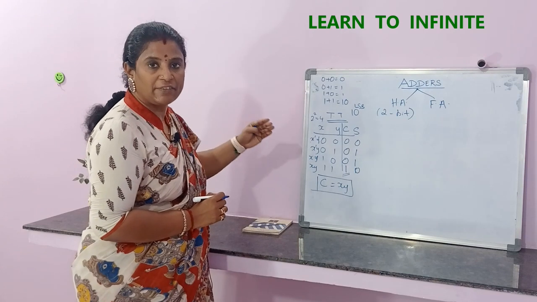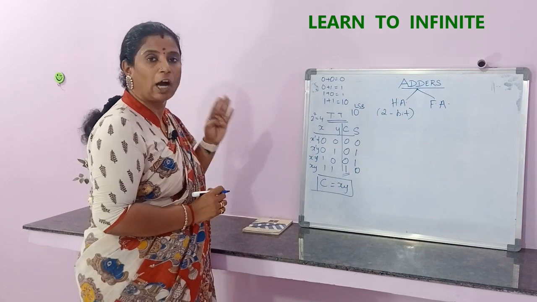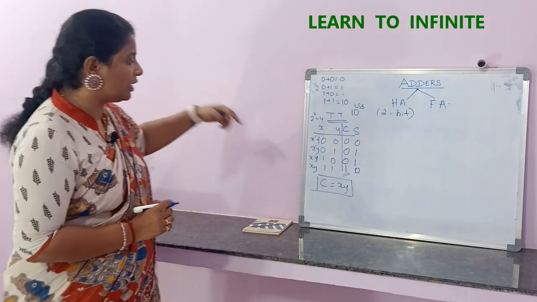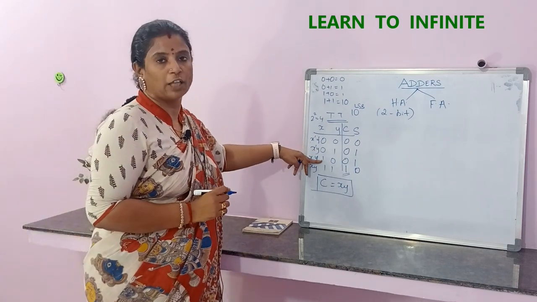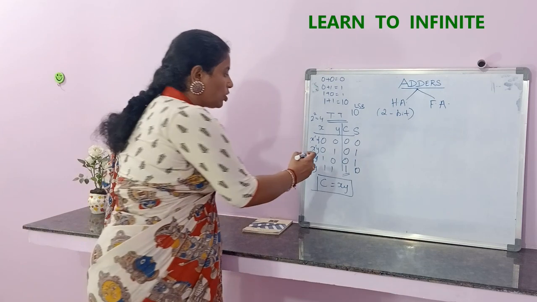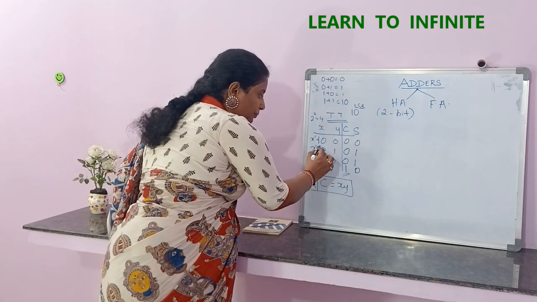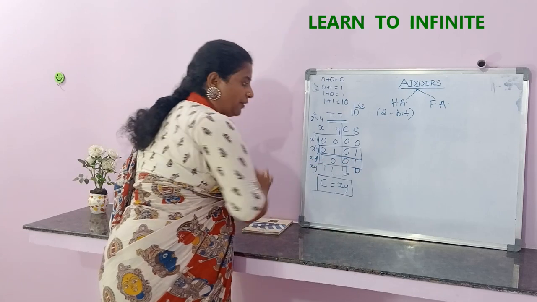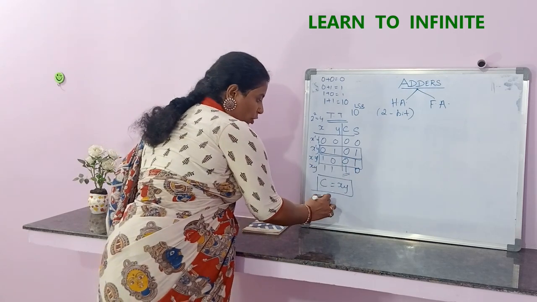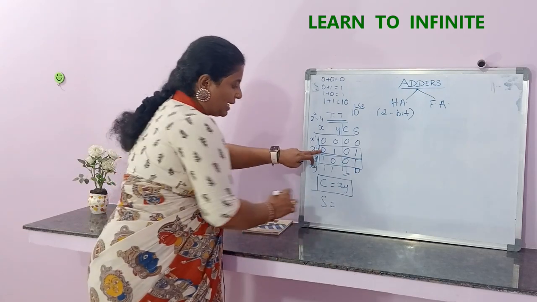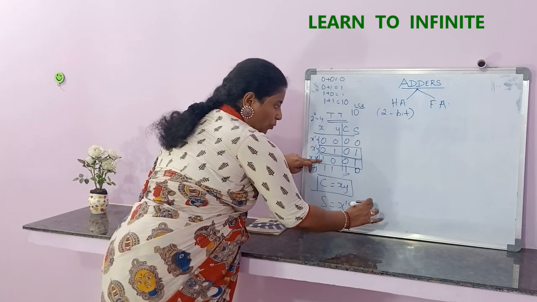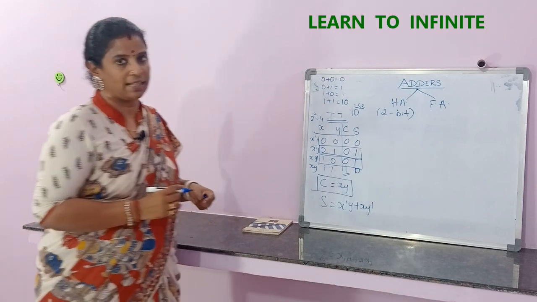Now what will be the equation for your sum? Again take the output which is 1. Only in your second row and third row the output is equivalent to 1. So note down the second row and third row as output equivalent to 1 for sum. So S is equal to, what is this? X dash y plus x y dash. This is the equation for sum.